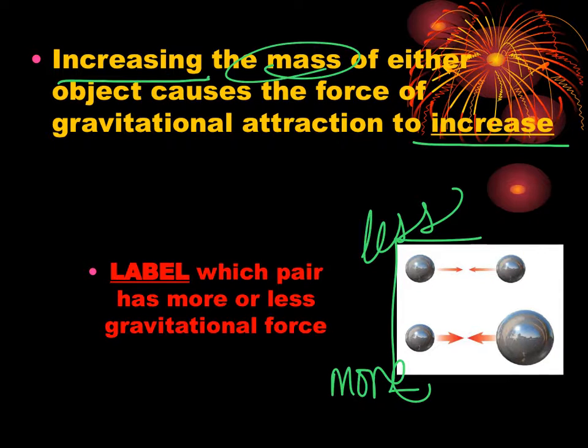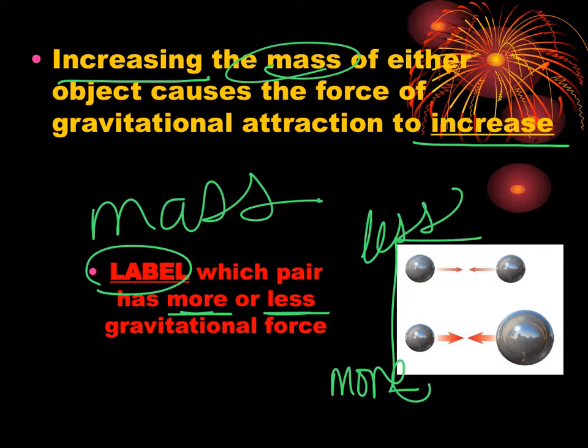Okay, so when we're thinking about the relationship between gravity and mass, the larger the mass, the larger the gravitational force. And that just works with general objects too. So again, you have the pair down there to label which pair has more, which pair has less gravitational force based on the factor of mass.